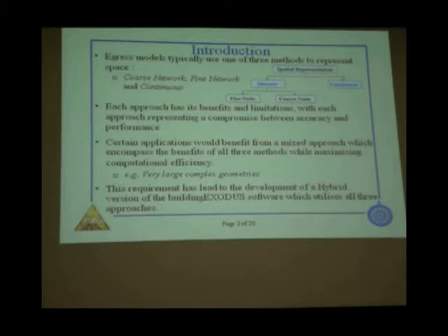For instance, very large complex geometries such as airport terminals and high-rise buildings. And it's this very requirement which has led to the development of a hybrid version of Building Exodus, which utilizes all three approaches together.